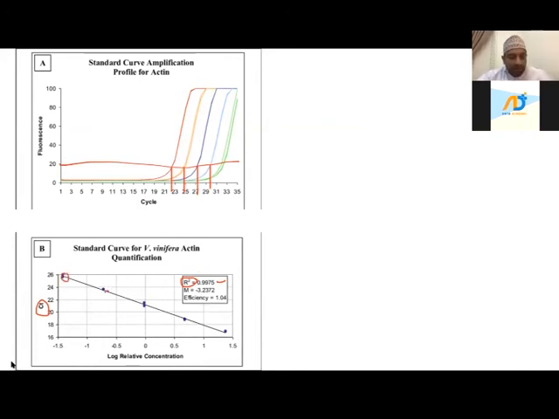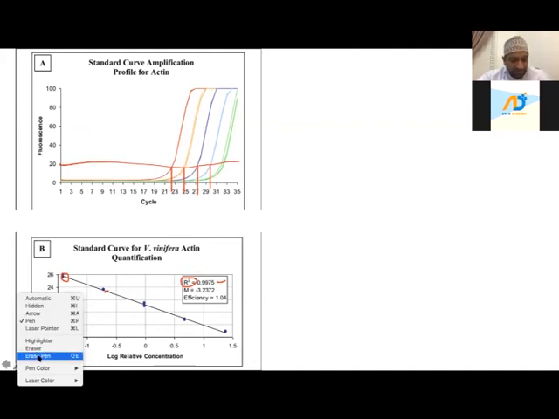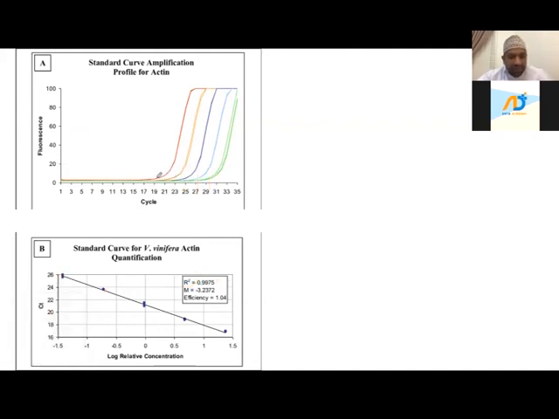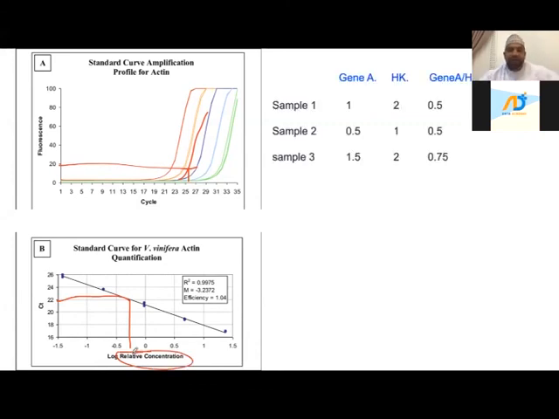Now, if you have unknown samples, so these are your standard samples. For any unknown sample, suppose that this is a sample in one of the wells, it gave me a value which is here. So the software will get the CT value. From the CT value, if the CT value was 22, it can tell me, okay, the quantity of this sample is this. So for each sample, you're going to get what is called a relative concentration, and then it's going to give you the value.